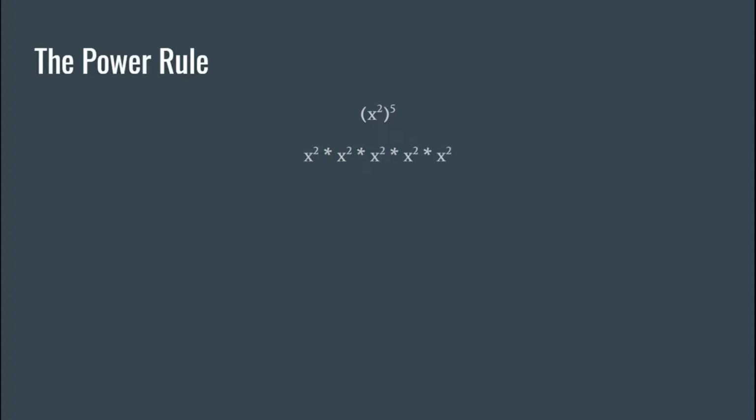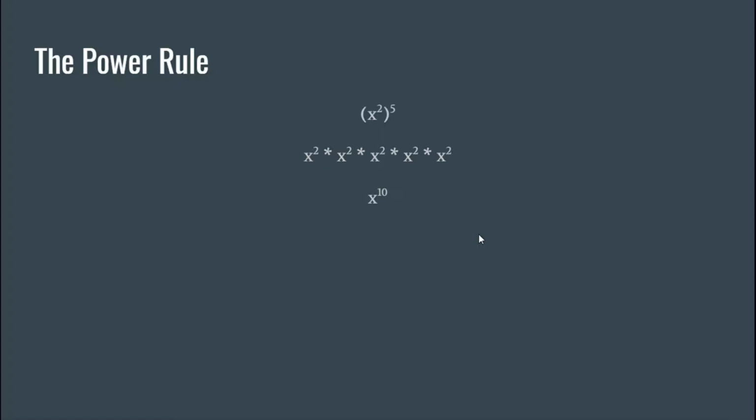And if you remember the product rule video, if you've seen that one, when we're multiplying the same bases to each other, to simplify, we add the exponents. So you should get x to the 10th. 2, 4, 6, 8, 10, because these are all the same bases. And that's how you simplify that.